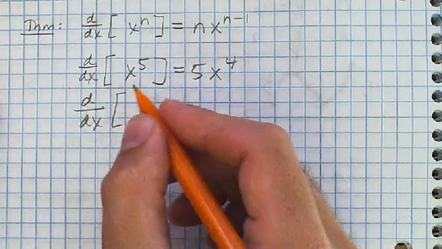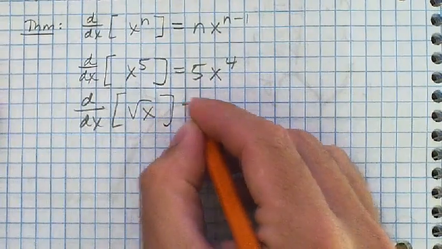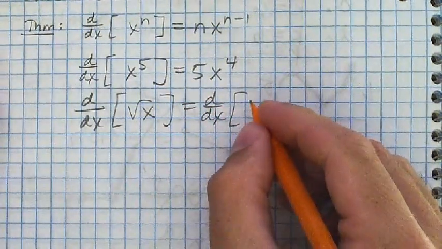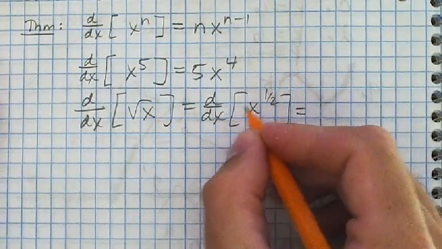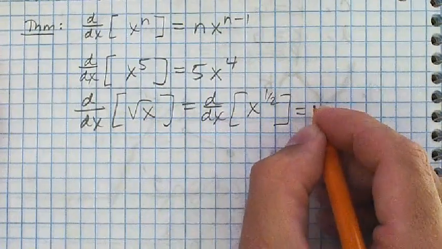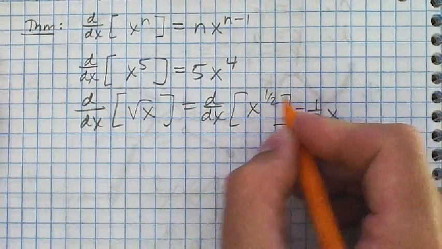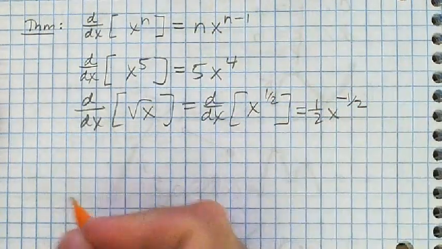you might not think of, like square root of x. Well, that's like taking the derivative of x to the 1/2 power. So what we can do is bring that power around the front, n x to the n minus 1. So 1/2 x to the 1/2 minus 1, and 1/2 minus 2/2 is negative 1/2.